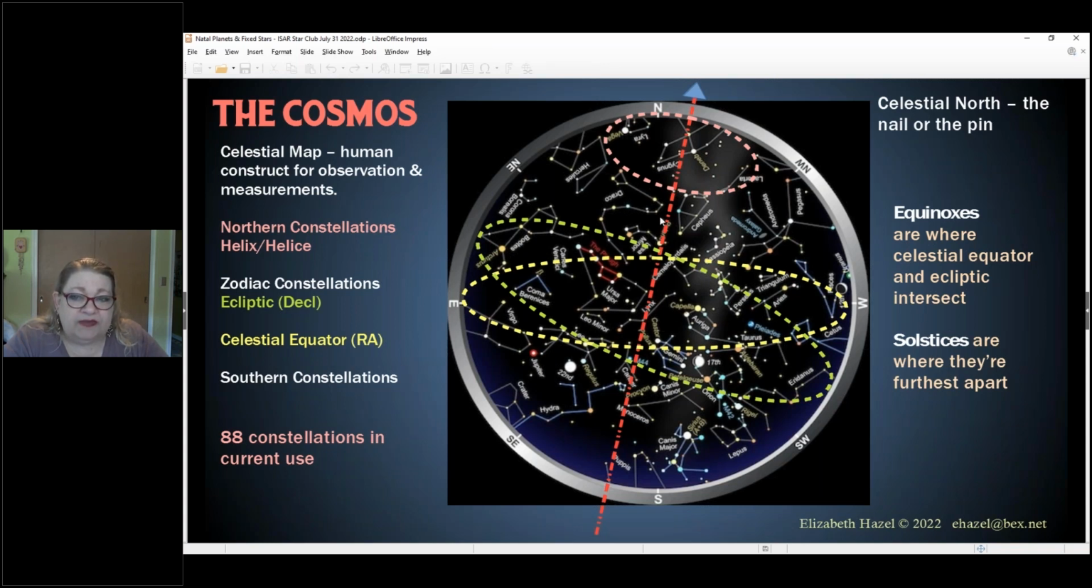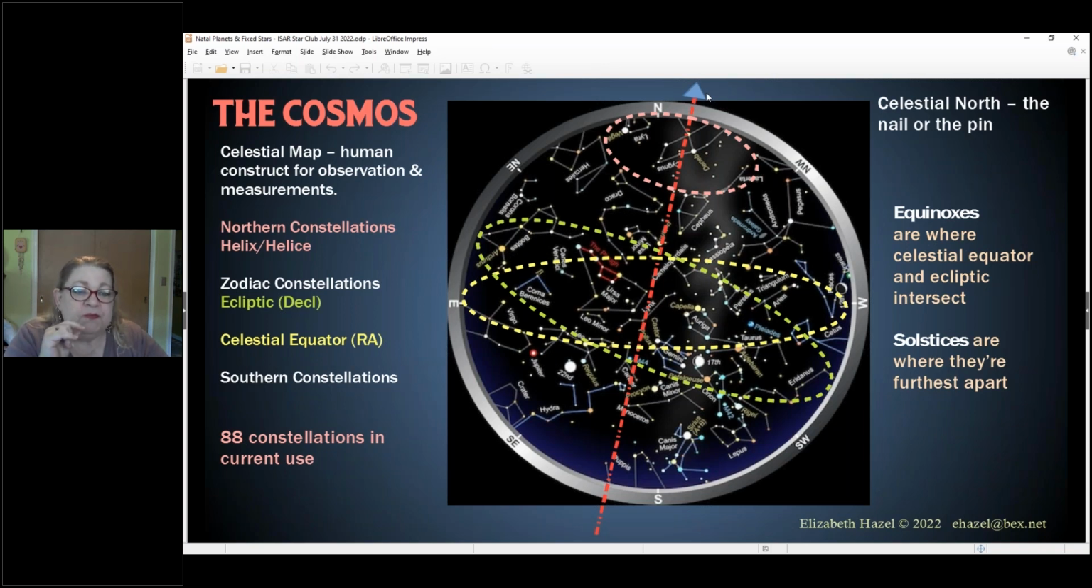Now, at the top of this axis, Earth's axis being a little bit tilted, is the celestial north. And that's known in lore as the nail or the pin or Mount Meru. There are a lot of ways that it's been described in myth and lore. But basically, this is due celestial north, not geographic north.